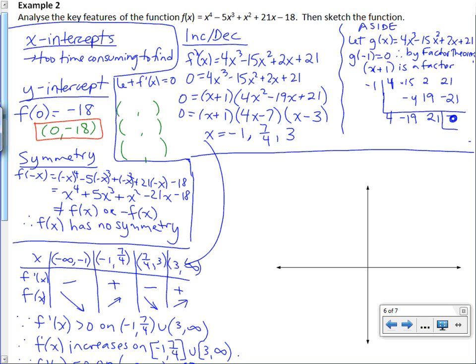Yeah. So -1 to the 4. Again, if we do that, -1, and you press equals, that usually stores your number into answer. So now if you go answer to the 4, minus 5 times answer cubed, plus 2 times answer squared, plus 21 times answer, minus 18. So I got -31. So I have -1, -31.